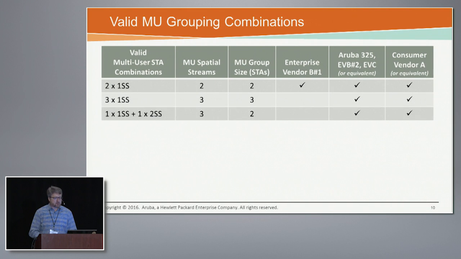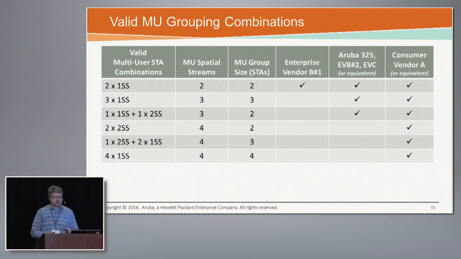Now, the next batch, the product that we're shipping and a couple of other companies are shipping right now, does 3 streams of MU, so you get 2 more combinations. Now I can do 3 single-stream transmissions concurrently, or I can do 1 2-stream and 1 single-stream, right? So I'm not using the full MU group size, because I've run out of spatial streams, but I can use all my streams.